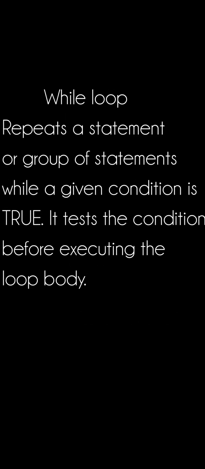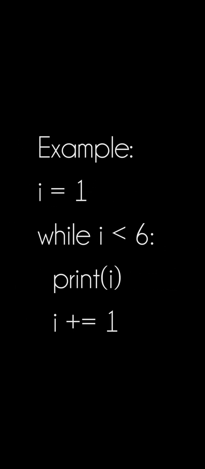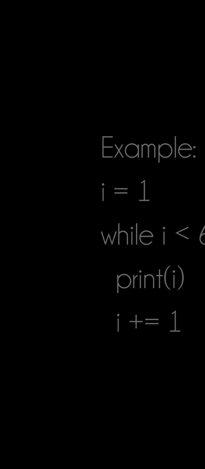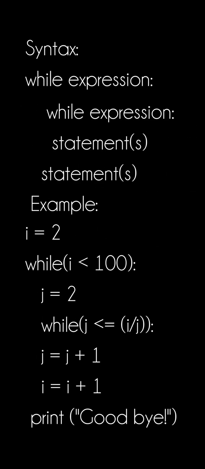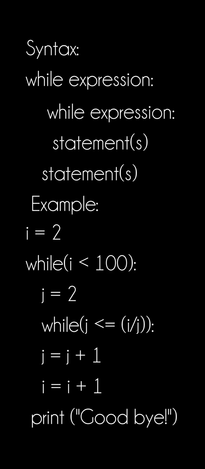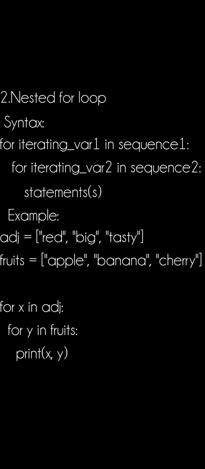While loop repeats a statement or group of statements while a given condition is true. It tests the condition before executing the loop body. Syntax. Example, nested loops. First one, nested while loop. Syntax. Second one, nested for loop. Using else statement with loops.